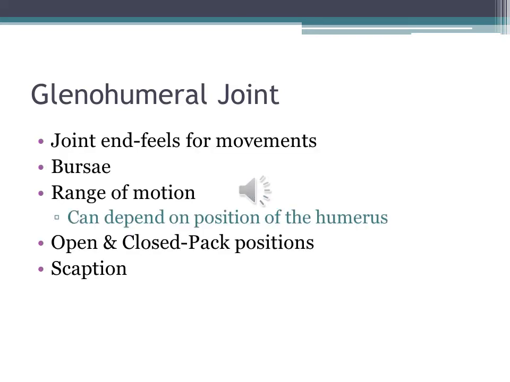Now, some of the characteristics as far as the range of motion of the glenohumeral joint. First of all, you have your joint end feels. All the normal joint end feels for the glenohumeral joint are going to be firm. Even if you do get some contact between the humerus and the acromion process in certain positions in the range of motion, even though you do get some contact there, you're still going to end up getting firm end feels.